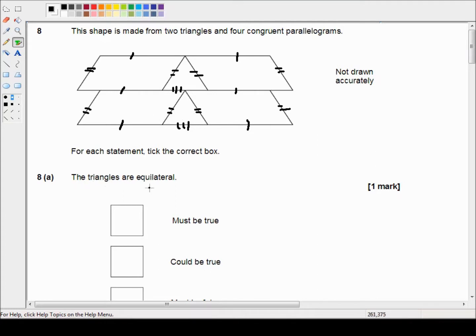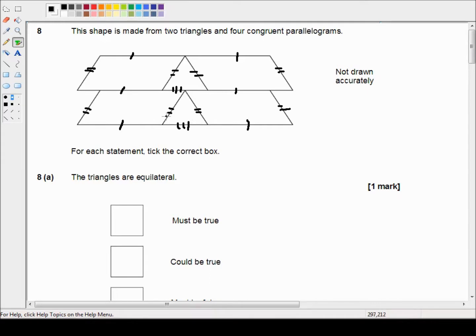So it says the triangles are equilateral. Well, we can say with certainty that they're isosceles. They might be equilateral, but they might not be equilateral. There's no way to know for sure that these are equilateral triangles.